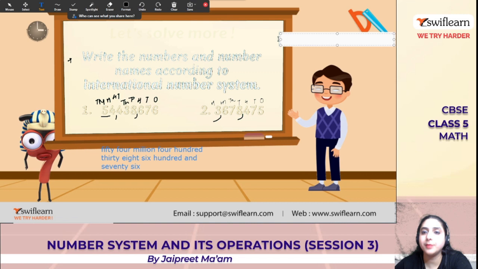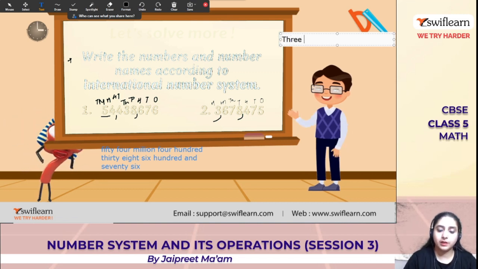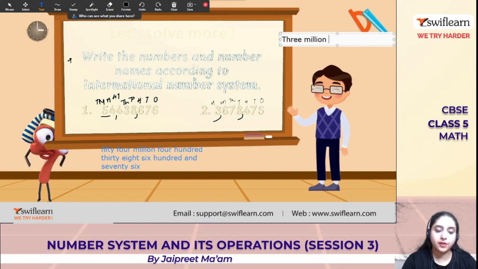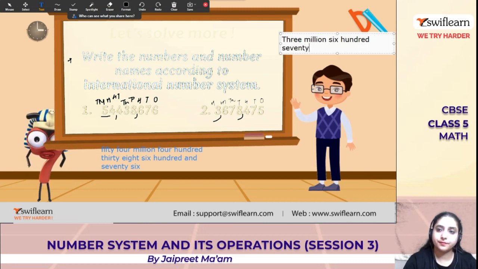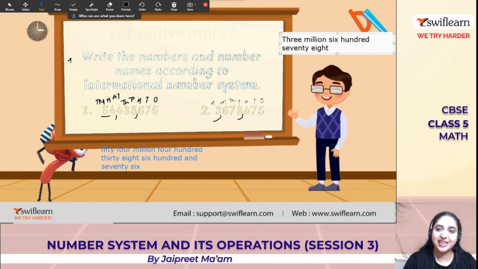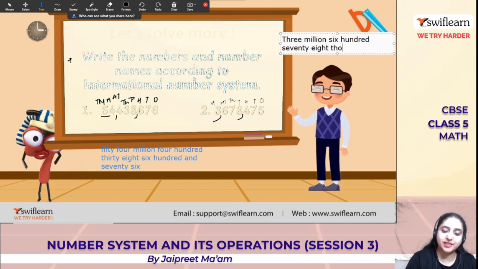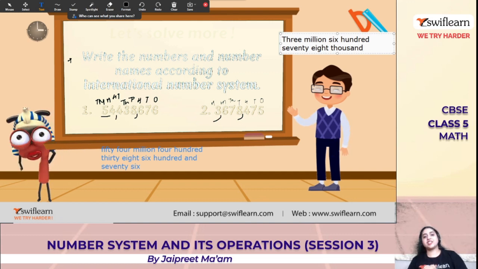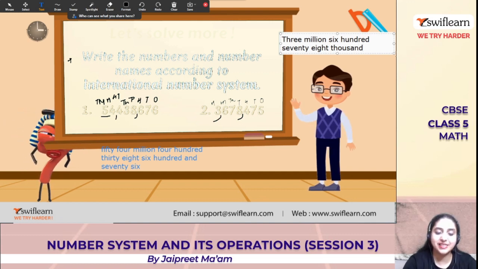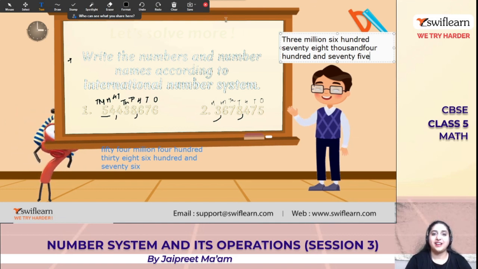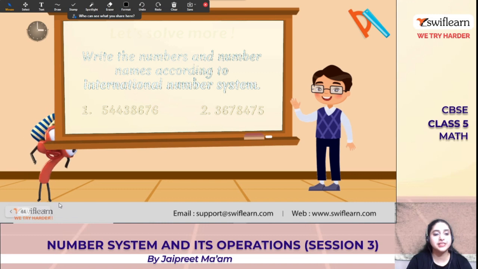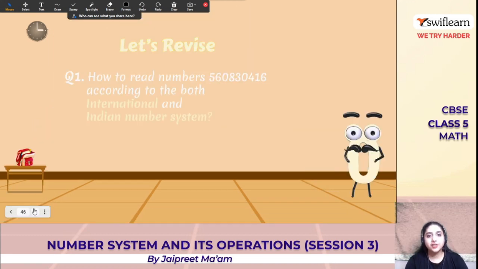Yeah, so we have 3 million, 678, 78,000. We are writing the number names in international form. So 78,475,400 and 7, yeah, 775. Okay, yeah, so we have learned the international system and we have also learned how to write the number names. So let's revise place value.